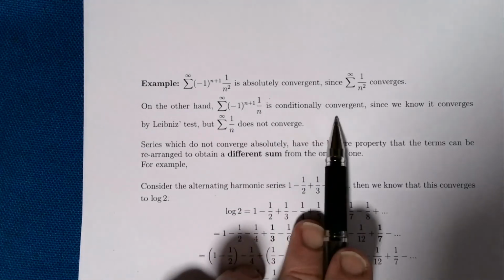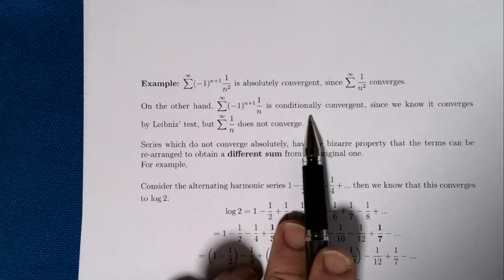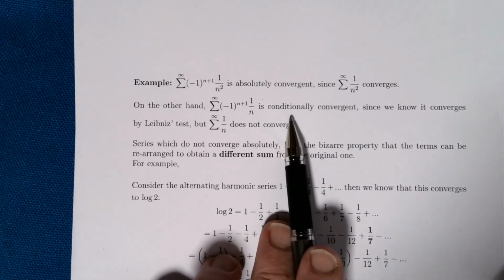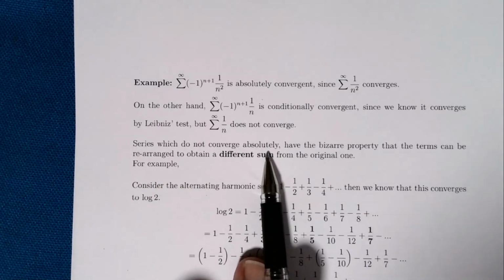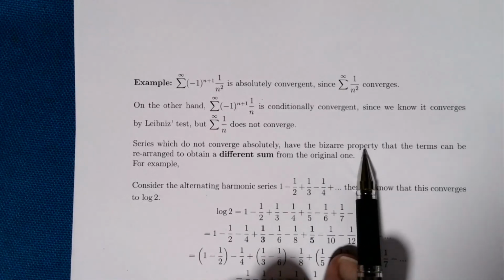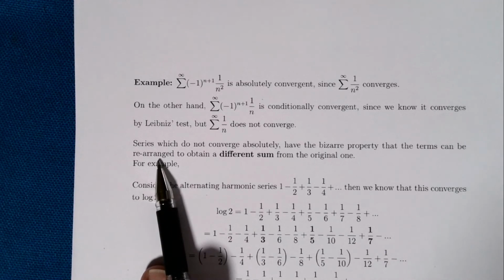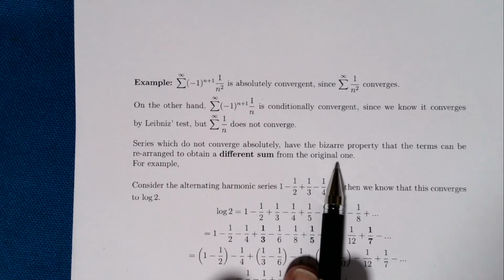Now, these conditionally convergent series are really crazy, and they caused mathematicians a lot of grief until analysis came along, in fact, to try and sort these things out. I'm going to show you why they caused grief: series that do not converge absolutely have the very bizarre property that the terms can be rearranged to obtain a different sum from the original one. Now think about that.